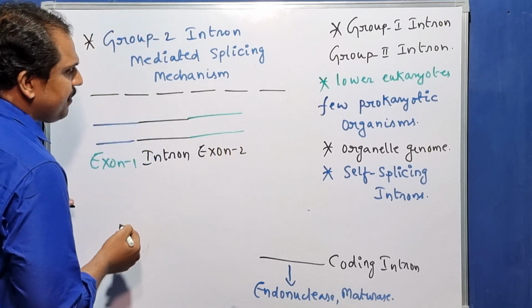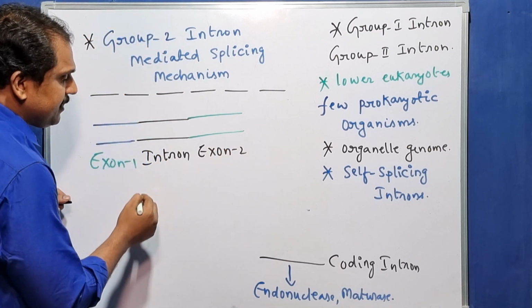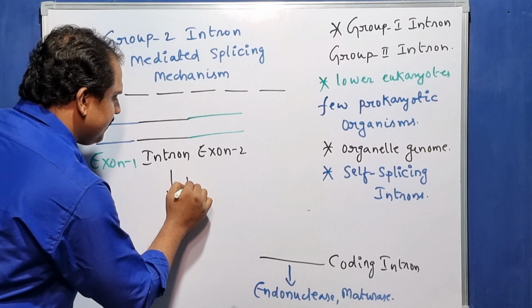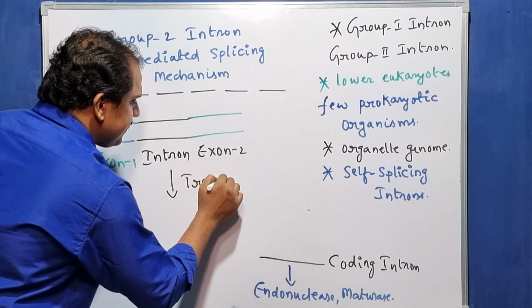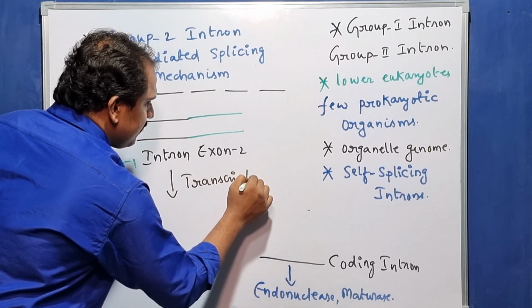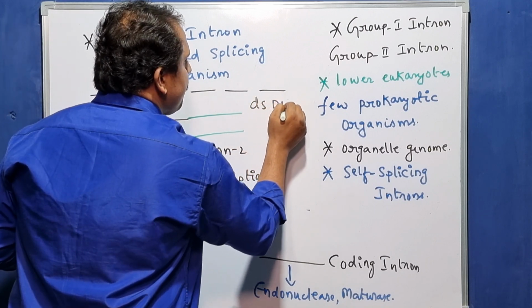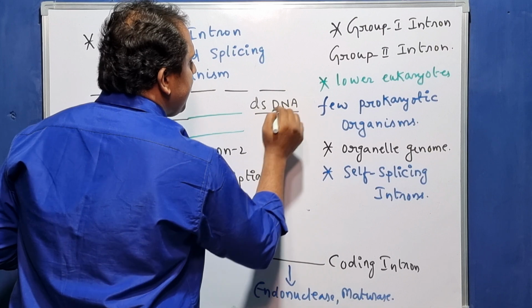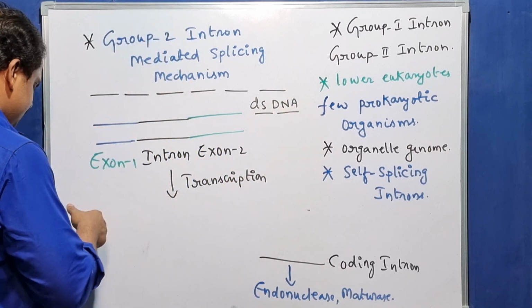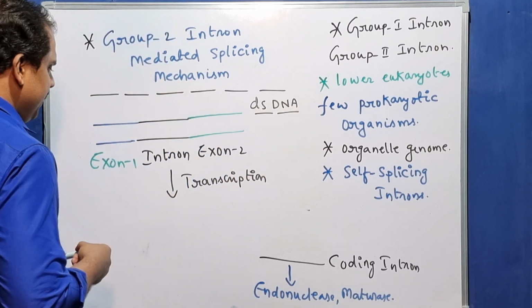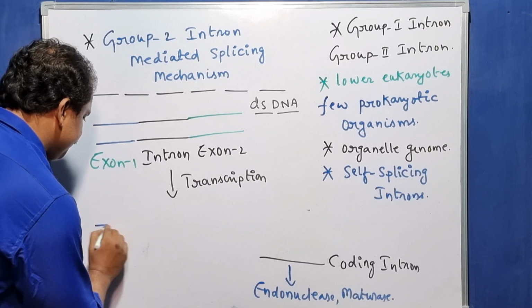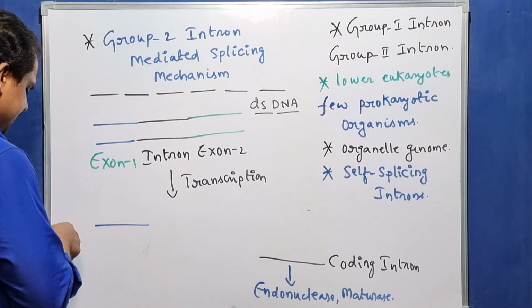So once the double-stranded genomic sequence participates in the transcription mechanism, it leads to the expression of a primary transcript. So here it is nothing but the primary transcript, right? Primary transcript.